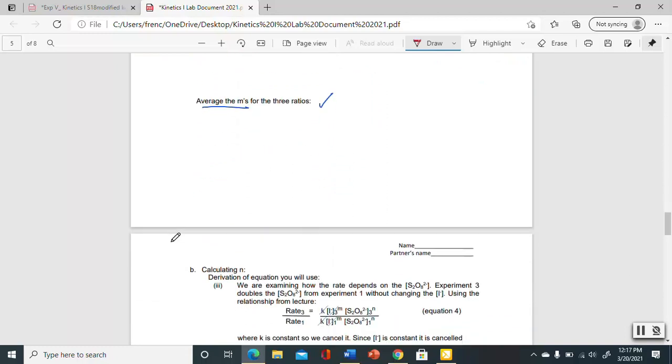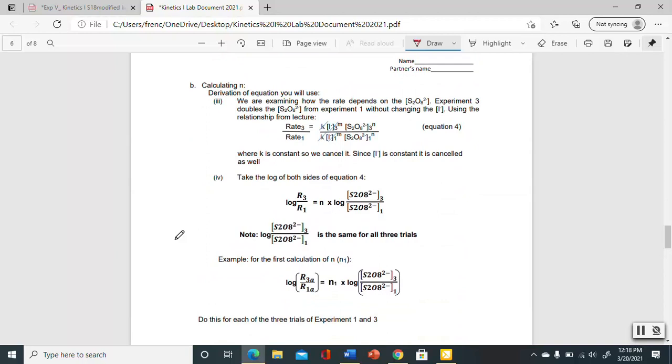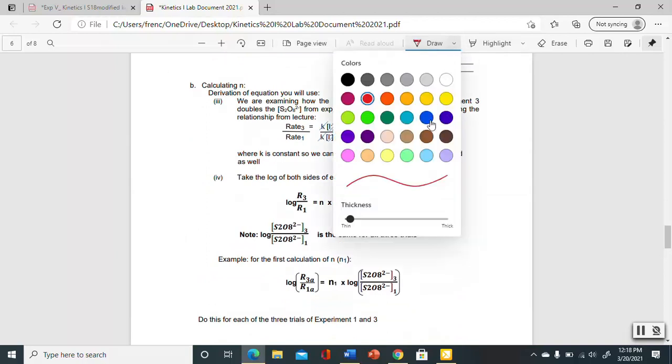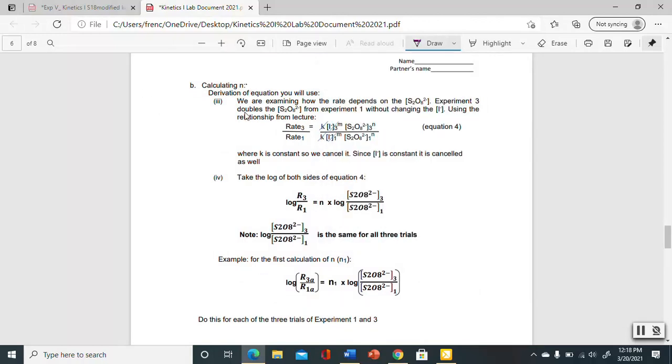We're going to do the same thing when we calculate N, only now we're going to be using experiment 3 and experiment 1. Now in experiment 3 and experiment 1, we're holding our iodide constant as well as our rate constant. So this is going to be rate 3 divided by rate 1 equals persulfate 3 divided by persulfate 1, to the N.